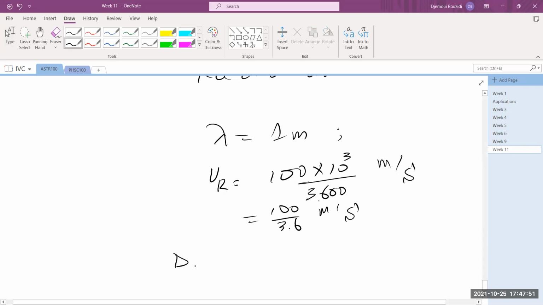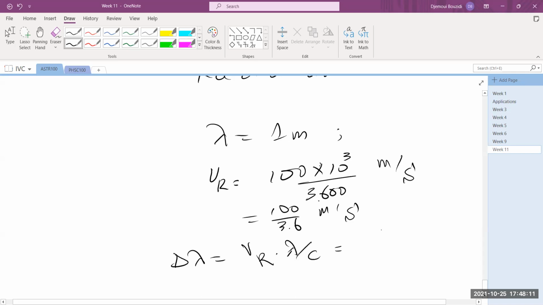So delta lambda, according to that formula, is going to be the relative velocity, which I'm going to assume is this, times the wavelength, which I took to be 1 meter. I'm using something in the radio range, which is what a radar gun uses, divided by the speed of light.